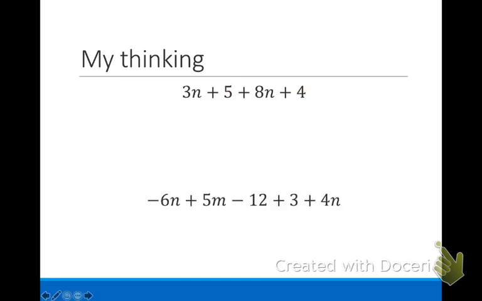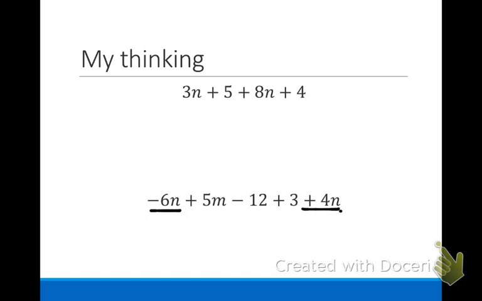Here's another one for my thinking. So I have on here negative 6n plus 5m minus 12 plus 3 plus 4n. So I have a few more terms that I want to take care of. Again, I'm going to underline my like terms. So I see I have a negative 6n, and I also have a positive 4n, or plus 4n.